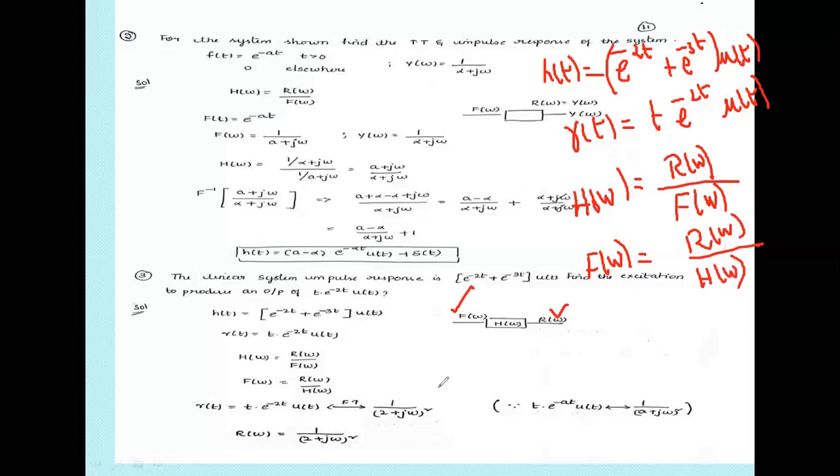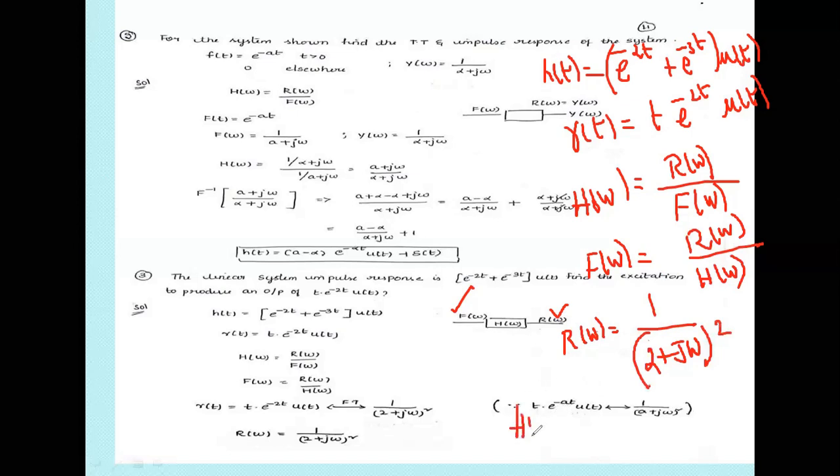So what is R of omega here? The r of t is given. R of omega is the Fourier transform of t into e power minus 2t mu of t. The transform of e power minus 2t mu of t is 1 by 2 plus j omega, as for e power minus at mu of t. When t is multiplied, we will get the square term.